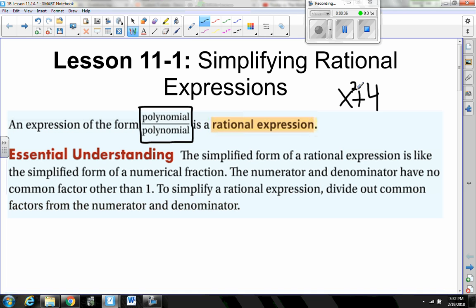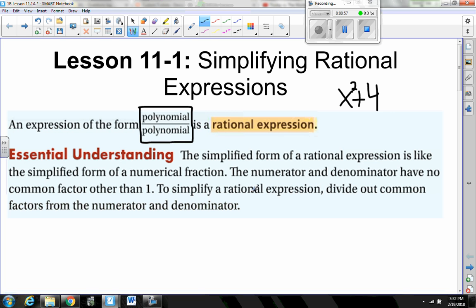Okay, so anytime you have a fraction where the top and bottom are some kind of polynomial, at least one of the two involving an x, either the top or the bottom or both, you have what's called a rational expression. Now, in this video, we're just going to first look at what it means to simplify a rational expression.